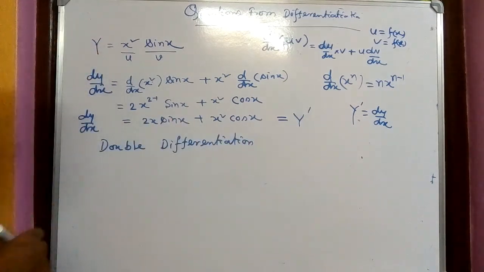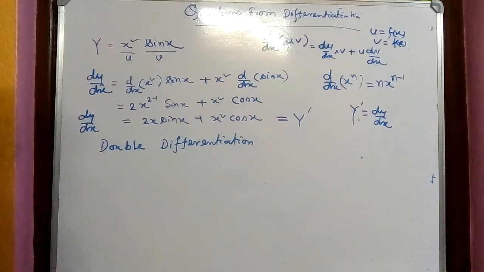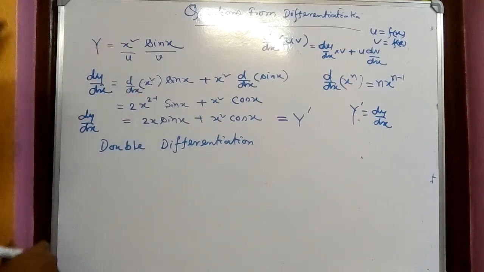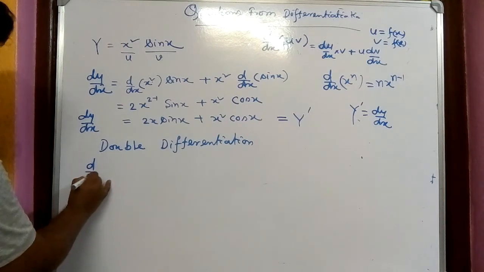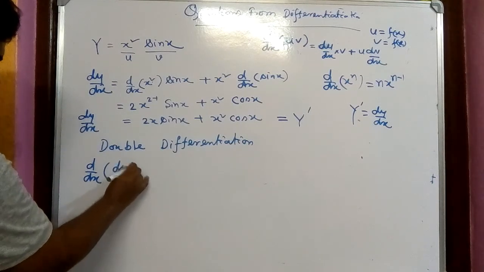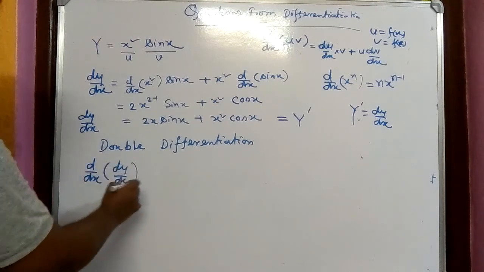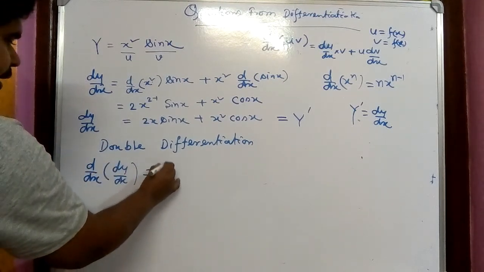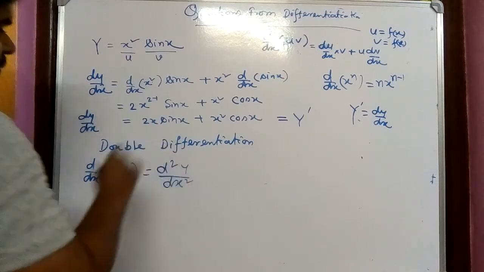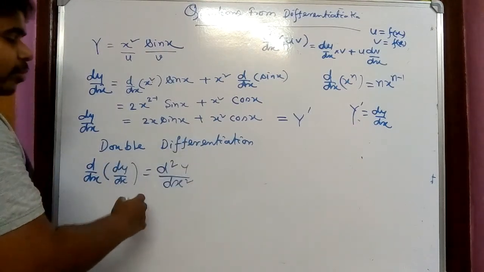Double differentiation means we differentiate y with respect to x once, then we differentiate again, means differentiation of differentiation. It is written as d dx of dy by dx. That is called double differentiation. If I multiply it out, it will be written as d2y by dx2. In some places it is known as d square y by dx square.